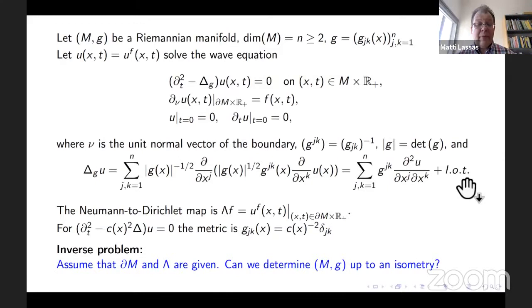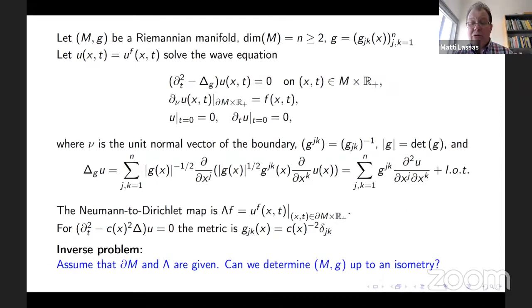Again, the Dirichlet-to-Neumann mapping maps the Neumann data, the normal derivative of the solution, to boundary value of the solution. And in particular, if we have the most standard wave equation with the scalar valued wave speed c(x), this corresponds to a Riemannian metric that is given by function c(x) to the power minus 2 times the identity matrix.